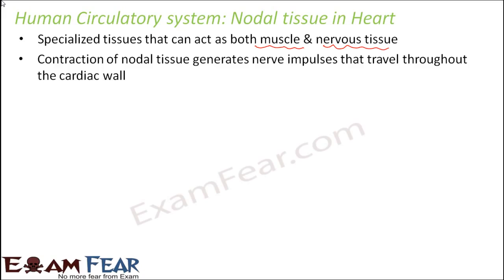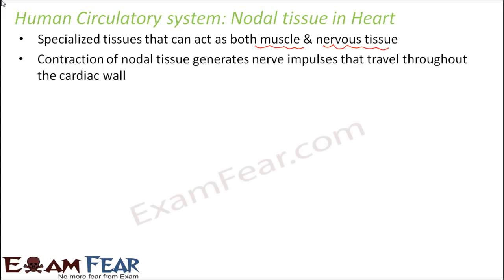Very soon you will understand it more clearly as we discuss more about it. So now you've got an idea that nodal tissues are going to generate impulses, like how the nervous system generates impulses. These nodal tissues generate impulses inside the heart, and because of these impulses the heart is able to beat over a periodic interval of time.